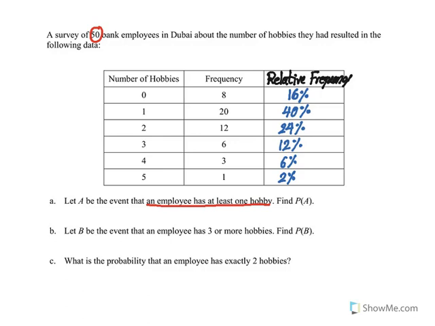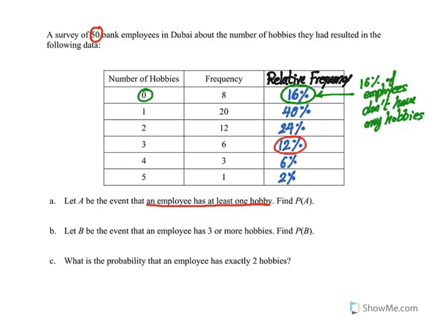So let us, before answering the question, understand what does 16% mean. How do you read it? You can say that 16% of employees don't have any hobbies. So that's why we have a 0 here. And then, for example, this 12% means that 12% of employees have exactly 3 hobbies, and so on.